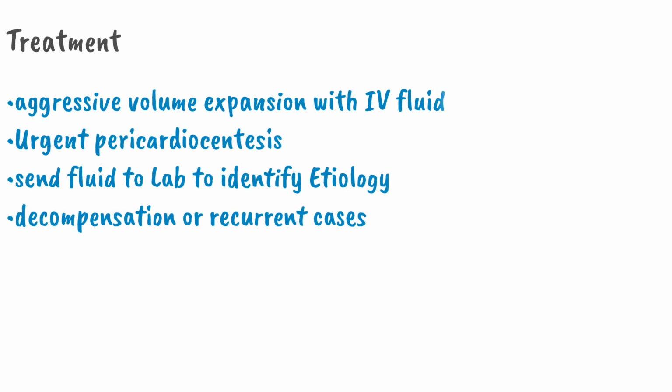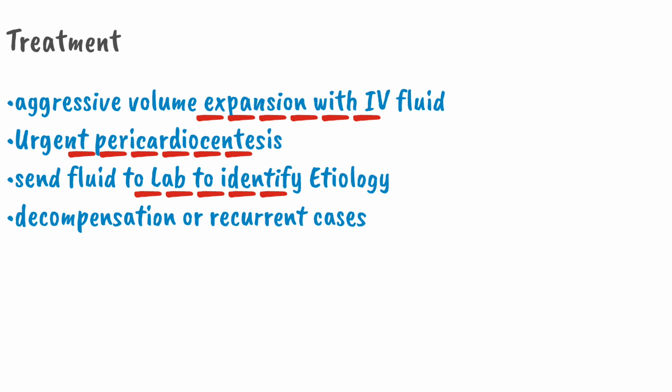The first step is aggressive volume expansion with IV fluid. The second one is urgent pericardiocentesis, meaning that we aspirate the fluid from the pericardial cavity and send this fluid to the lab to identify the etiology of the pericardial effusion which is causing cardiac tamponade.